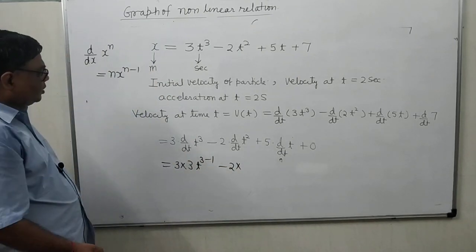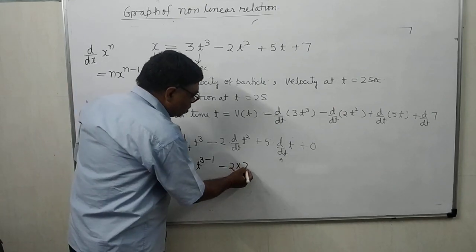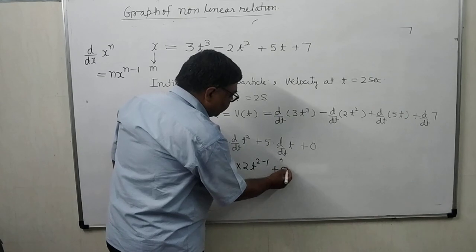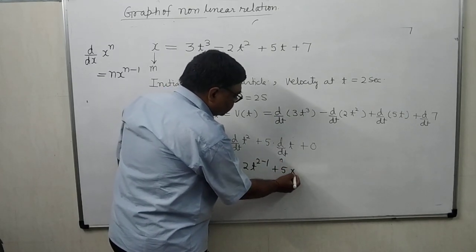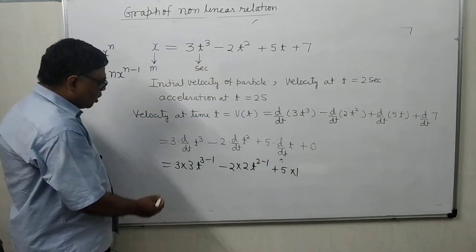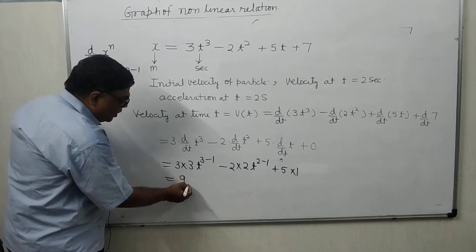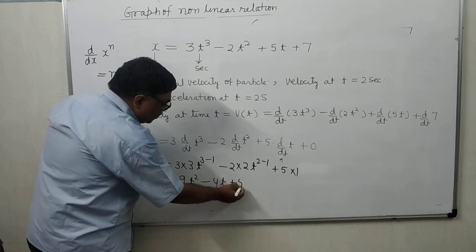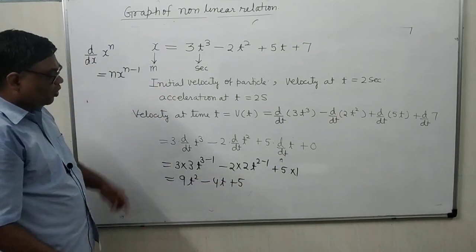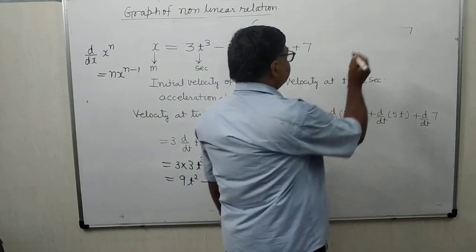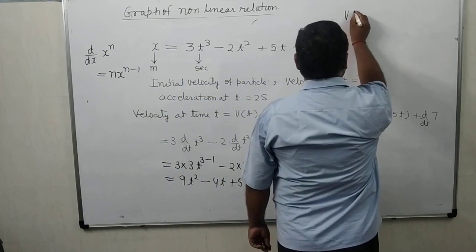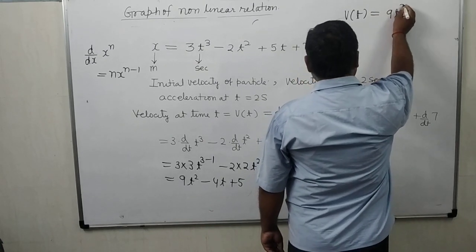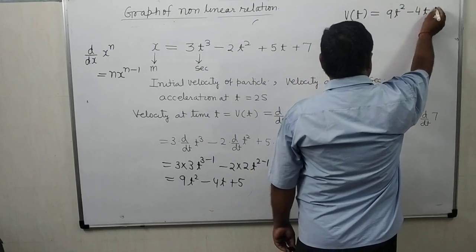minus 2 into d by dt of t square, which is 2 t to the power 2 minus 1, plus 5 d by dt of t, which is 1. It is clear? So what will this be? 9t square minus 4t plus 5. This is the velocity at time t. Velocity at time t is given by 9t square minus 4t plus 5.